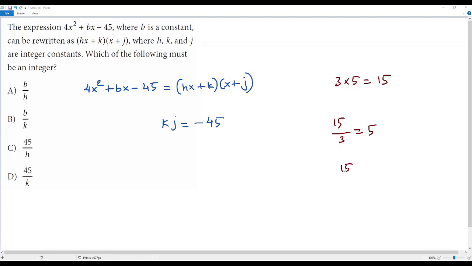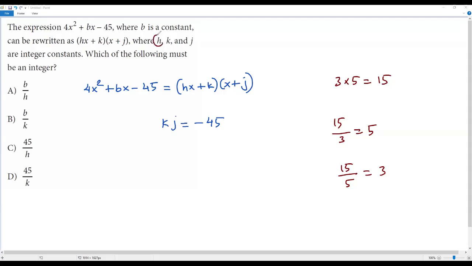What if I divide the product 15 by the second integer 5? I get 3, so I get an integer as a result. So the product 15 is divisible by both 3 and 5. Whenever the product of two integers is equal to another integer, when you divide the product by each integer, you will get an integer as a result.